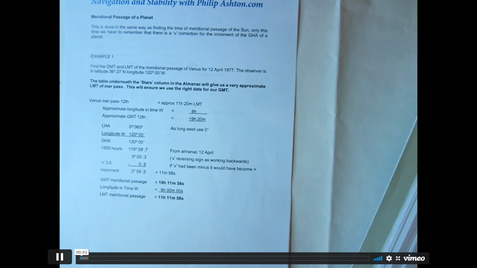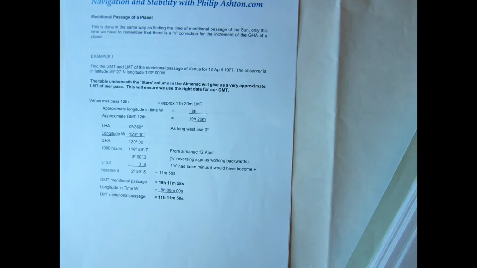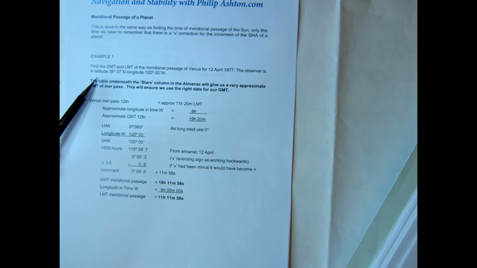We'll have a look at getting the meridian passage of a planet now. It's done the same way as finding the time of meridian passage of the Sun, only this time we have to remember there's a V correction for the increment of the GHA, so we mustn't forget the V correction. So let's have a look.